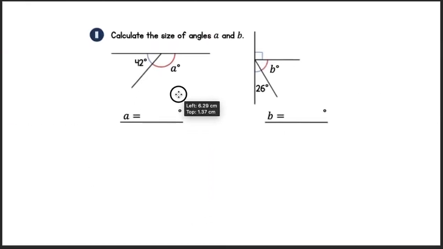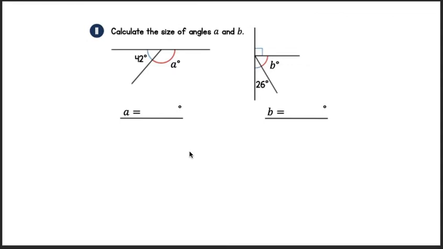Final question. Calculate the size of angles A and B. Now this is where your known facts come in handy. So if we look at this one here, these angles are on a straight line. I know that a straight line equals 180 degrees. So 42 add A needs to equal 180. So I'm going to take my known information, which is 42, away from what they should equal together, which is 180, using column subtraction. You can also use a number line like I showed you previously, or you maybe have to do it in your head.